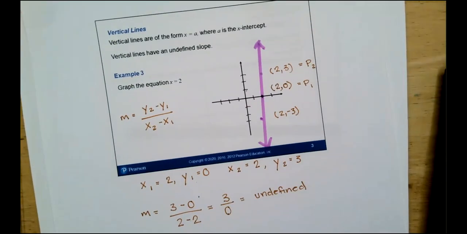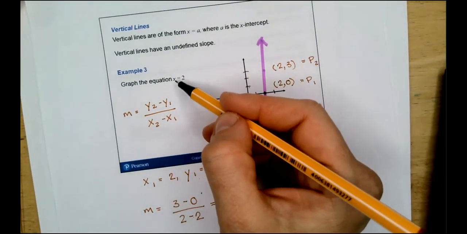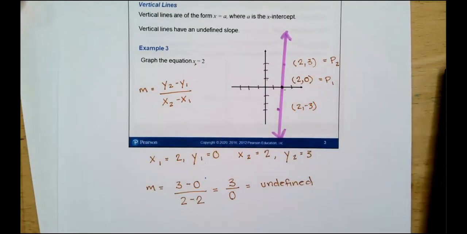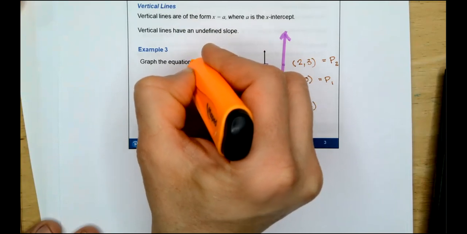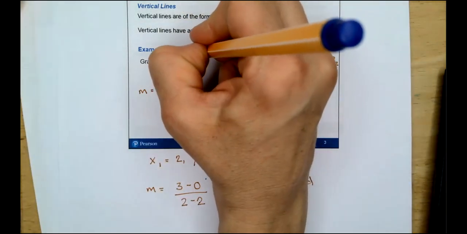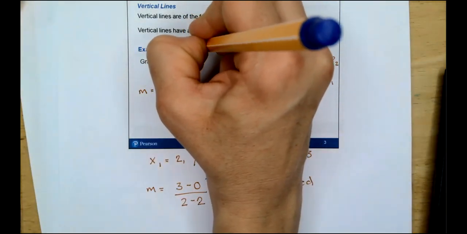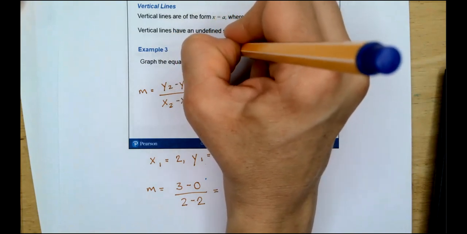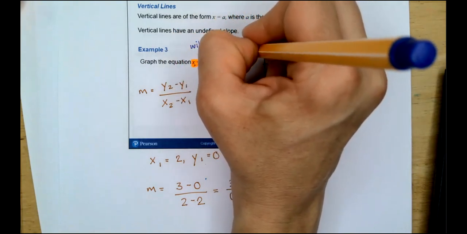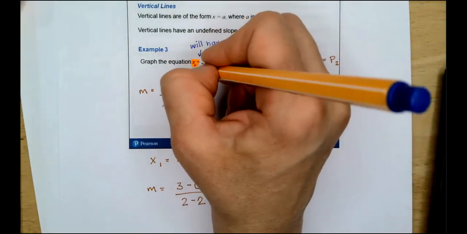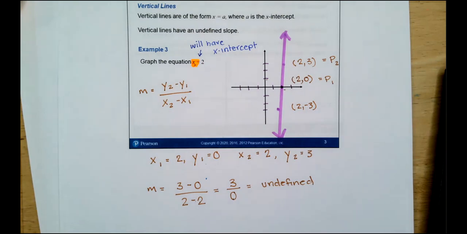Another point is, if it has an x in the equation, it crosses the x-axis. Because of this x, you are going to have an x-intercept. x equals 2 will have an x-intercept and will cross the x-axis. But there's no y, so because there is no y, it will not have a y-intercept.